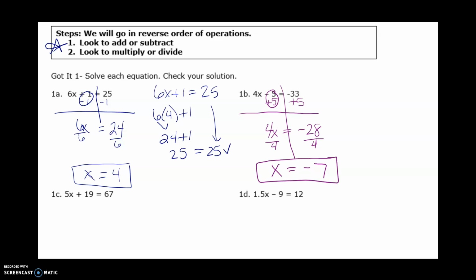You would do your check the same way. You would do 4 times negative 7 to get negative 28. Subtract 5 to get to negative 33. Go ahead and pause and try 1C and 1D on your own.